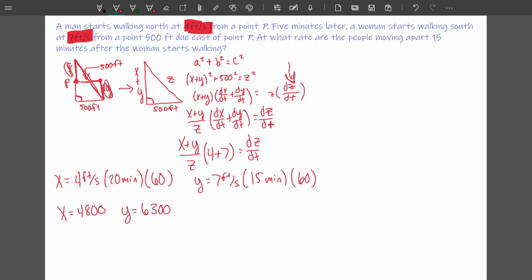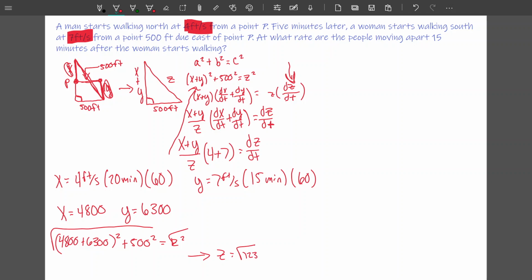Alright, so now we want to find our z. So how we're going to do that, we're going to plug these numbers into this original equation we wrote up here. So we're going to have (4,800 plus 6,300) squared plus 500 squared is equal to z squared. And we're looking for z, not z squared, so we can go ahead and take the square root of both sides. So when all this is worked out, we get z equals the square root of 123,460,000, which is a big number, but everything will be alright.